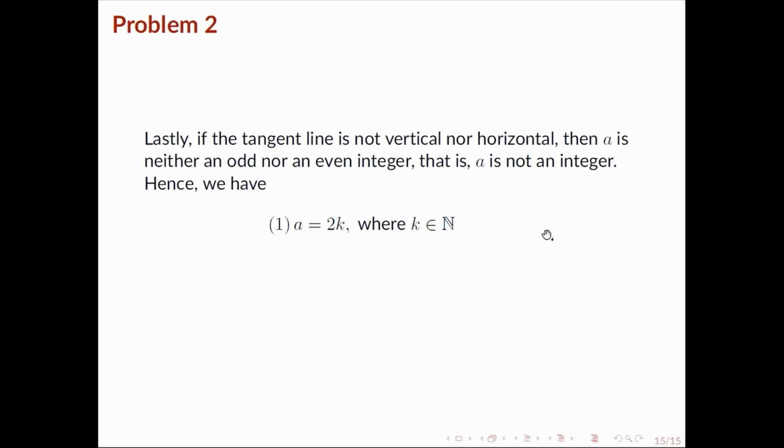Therefore, we have, for the first condition, if we want our tangent line to be horizontal, a equals 2k, where k is an element of the natural numbers. Second, if we want our tangent line to be vertical, then we get the values for a, that is, a equals 2n plus 1, where n is an element of the natural numbers, including 0. And lastly, if we want our tangent line not to be vertical nor horizontal, then a is an element of the positive real numbers and is not an integer.